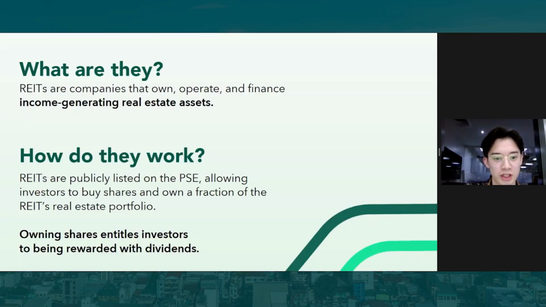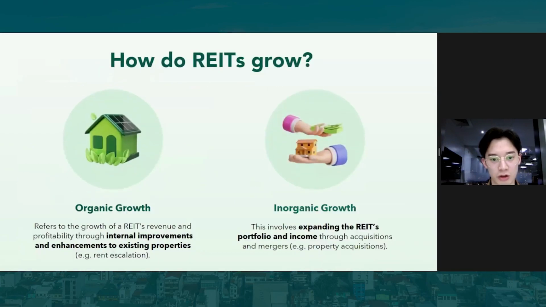And the best thing about the REIT is that it is required by law to distribute at least 90% of its distributable income to investors. Now, there are two ways a REIT can grow. The first one is through organic growth, which refers to the growth of a REIT's revenue and profitability through internal improvements and enhancements to existing properties, like rent escalation or upgrading building facilities. The second one is inorganic growth, which involves expanding a REIT's portfolio and income through acquisitions and mergers, like a property-for-share swap deal.